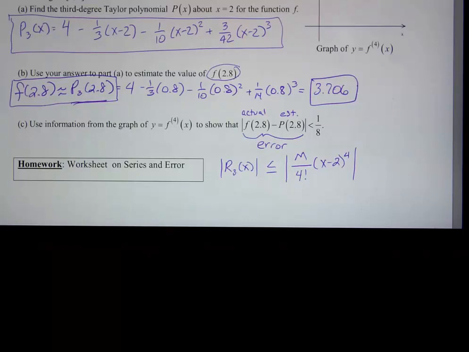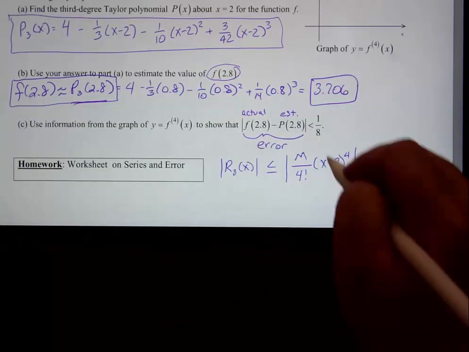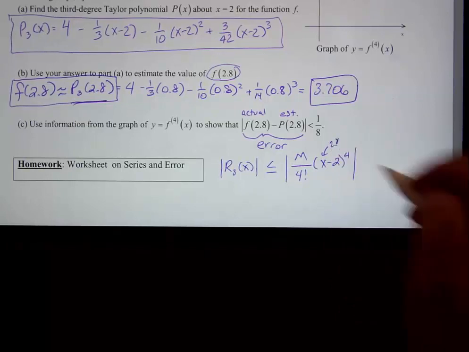So, they should have told me what M is. What's M? Not M, excuse me. They should have told me what X is. What is X? Careful. Is it 2.8? Yes, it is. You're right. I was thinking it was 3, but we already did that. Sorry. So this is 2.8. We're going to put that in a minute. But now it's time to figure out M.